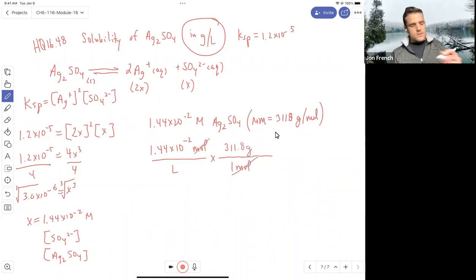So moles cancel out. We're going to multiply by 311.8, and I get a mass of about 4.5 grams of silver sulfate that could go into solution.